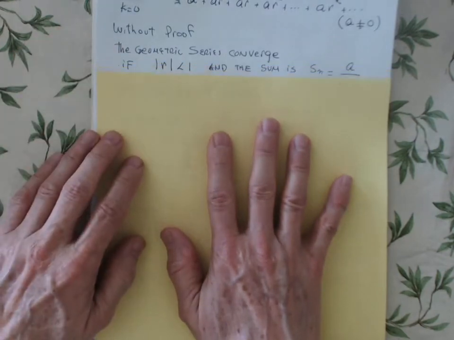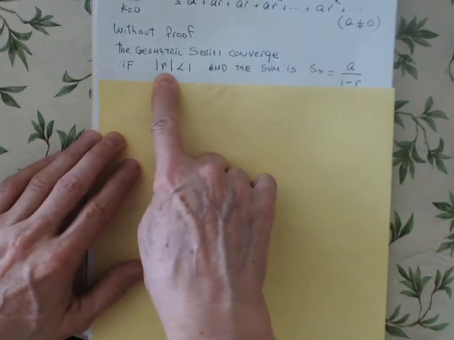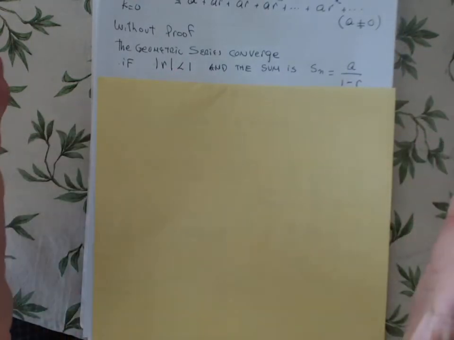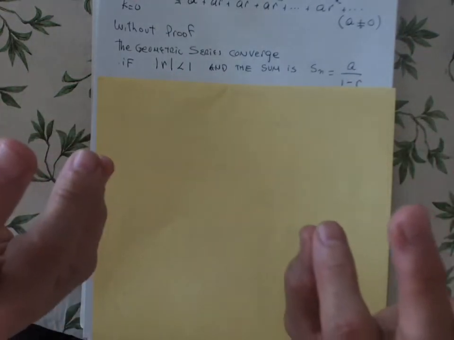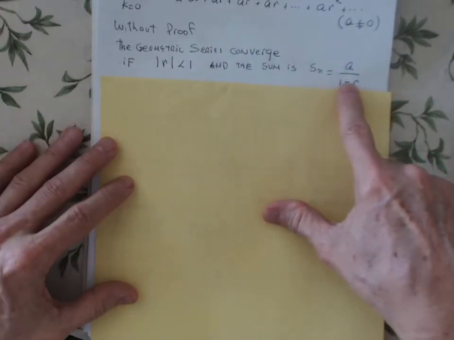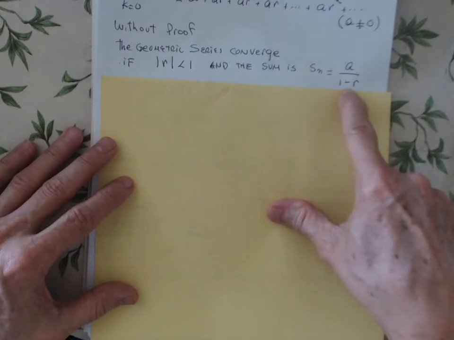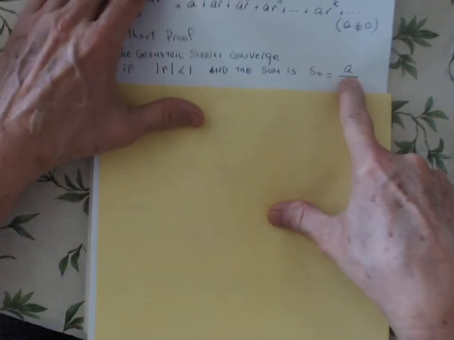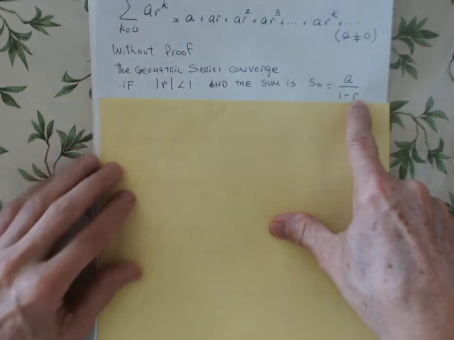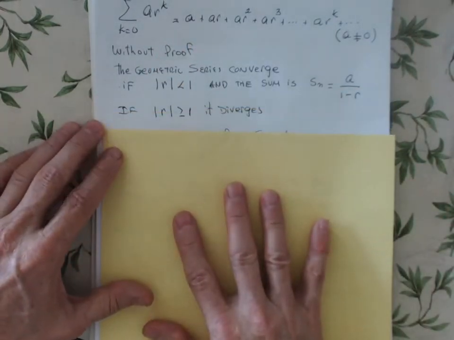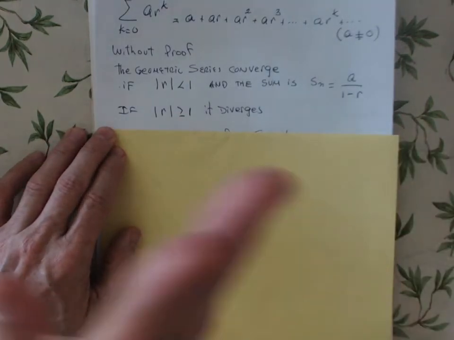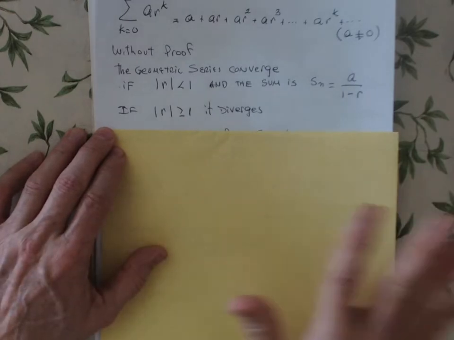The geometric series converges if the absolute value of r is less than 1, which means between 1 and negative 1, it converges. And the sum is given by this formula. A turns out to be the first term, and r is the ratio. Now, if r is greater than or equal to 1, or less than or equal to negative 1, it diverges.